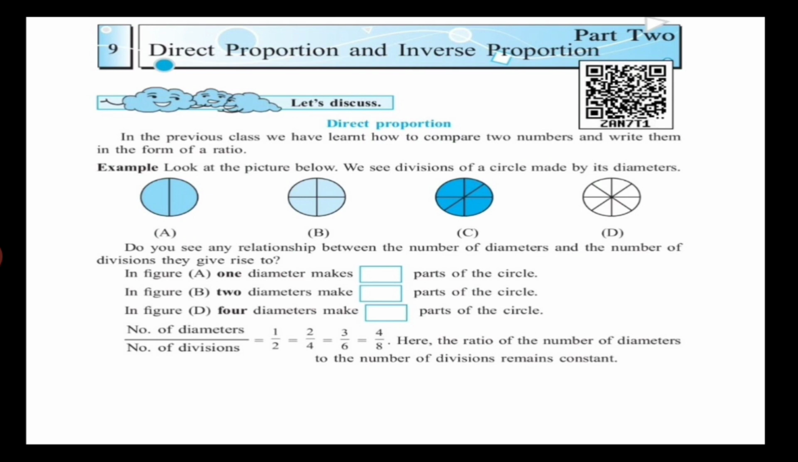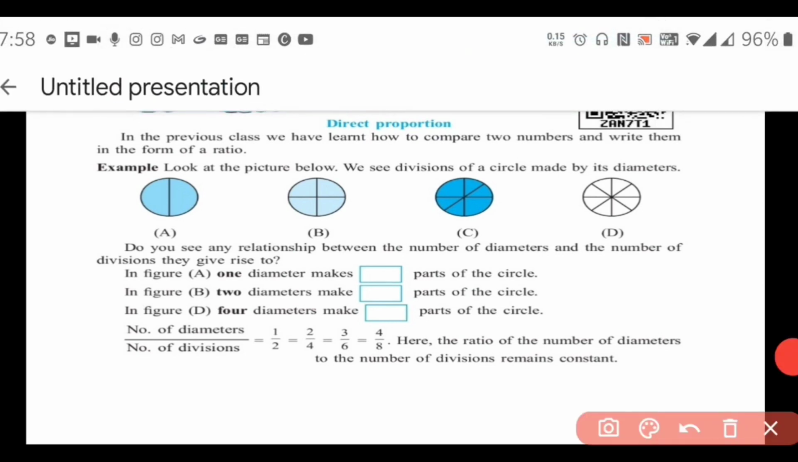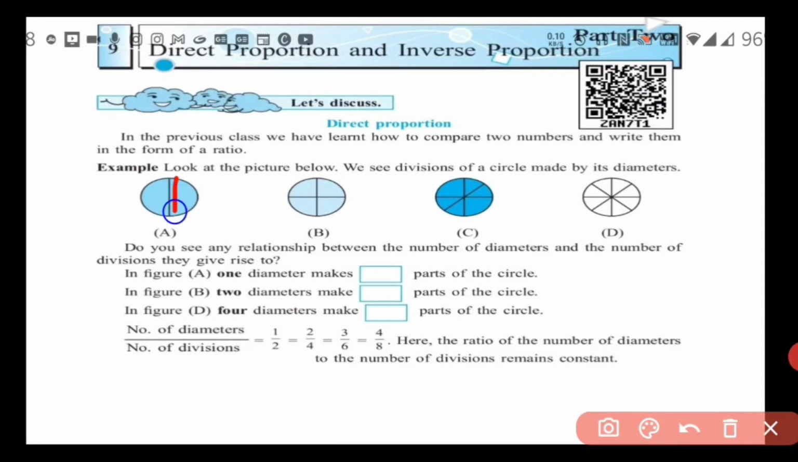Example. Look at the picture below. We see the divisions of circle made by its diameter. We can see 4 circles in 4 figures, figure A, B, C, D, and there are diameters in the circles. In figure A, we can see one diameter drawn in between, and due to this one diameter, the circle is divided into two parts, on the left hand side and right hand side. So one diameter makes two parts of the circle.